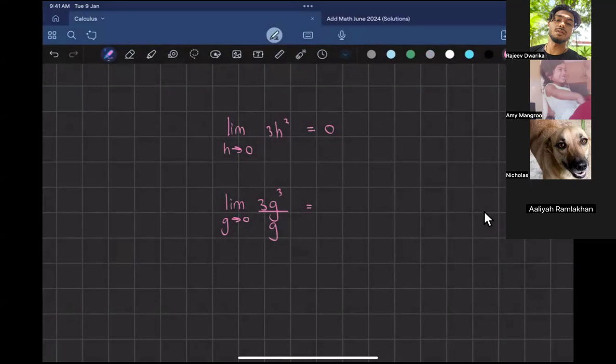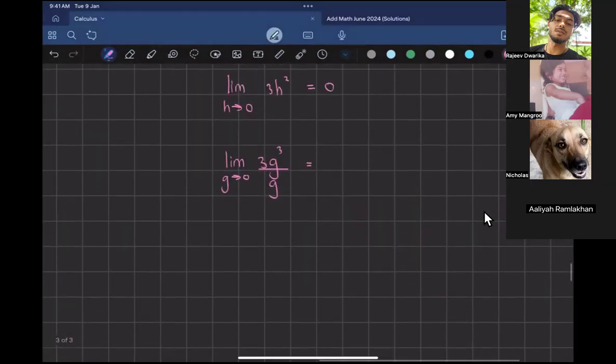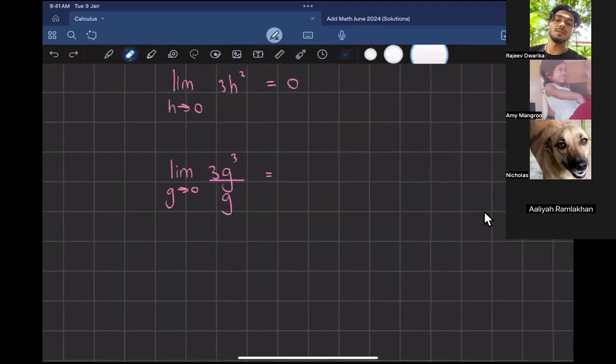So that brings me on to the next topic. Sometimes in limits, you have to factorize first or simplify. And this is one of those questions. Before you can work this question out, you need to simplify it as much as you can. So that's a general rule in limits. So, Amy, is there any way I can simplify this limit? Yeah, how could I do that?